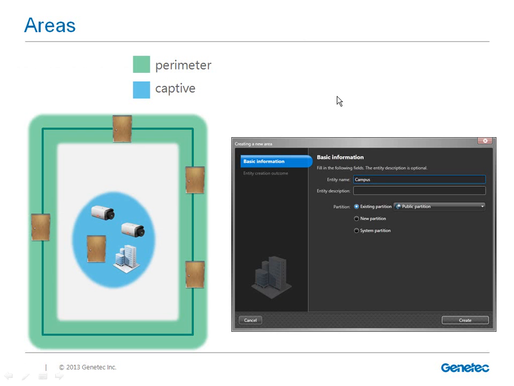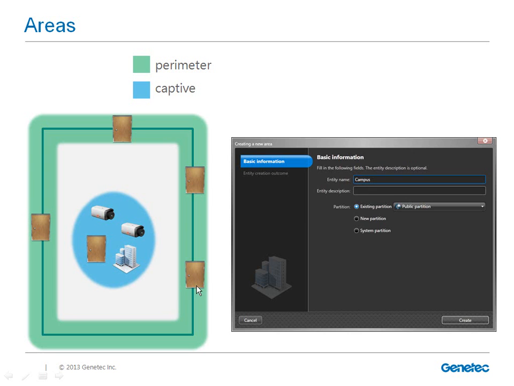First, let's have a look at what an area is in general. Areas are groups of entities which can be used for organizational purposes or for access control. We can add many types of entities to an area, such as doors, elevator floors, cameras, zones, and other areas. And from an access control perspective, we can use areas for anti-passback, interlocking, and people counting.